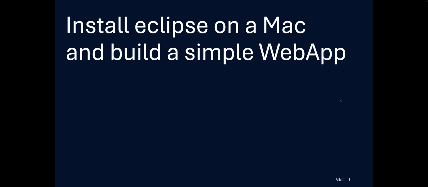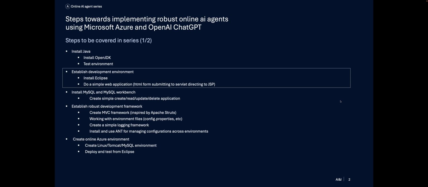Hi, hello and welcome. In this second video, which might be a little bit of a long one, we're going to do a couple of things. But mainly we're going to install Eclipse on this Mac, and then we're going to try and build a very simple web application. In the first one, I simply just installed a Java compiler and just tested it out.